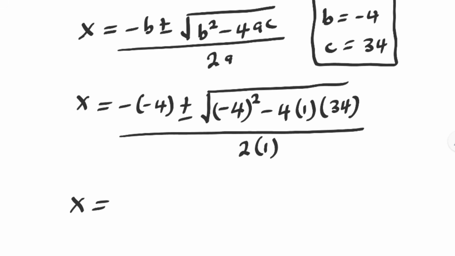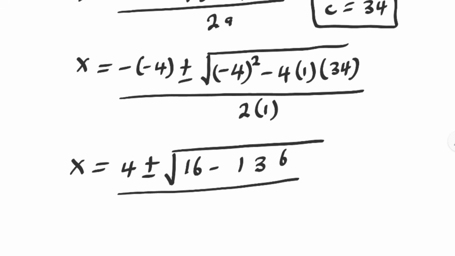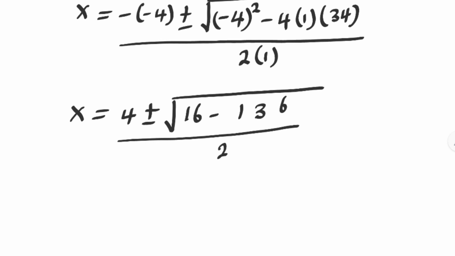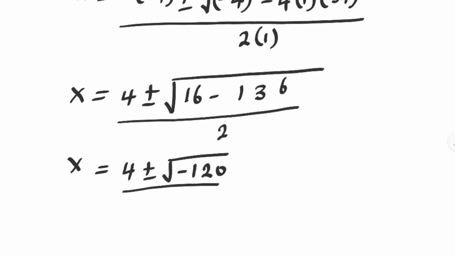x is equal to minus times minus 4, this is 4, plus or minus square root of minus 4 square, that is 16, minus 4 multiplied by 1 multiplied by 34, that is 136, divided by 2 multiplied by 1, 2. x is equal to 4 plus or minus square root of 16 minus 136, that is minus 120, divided by 2.